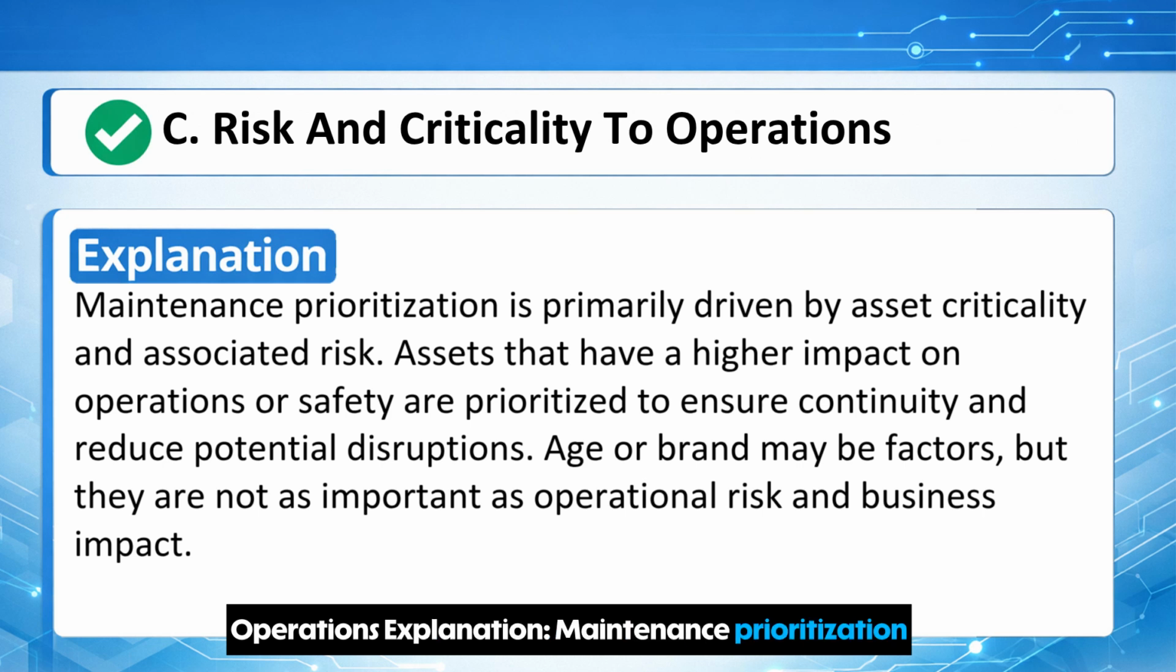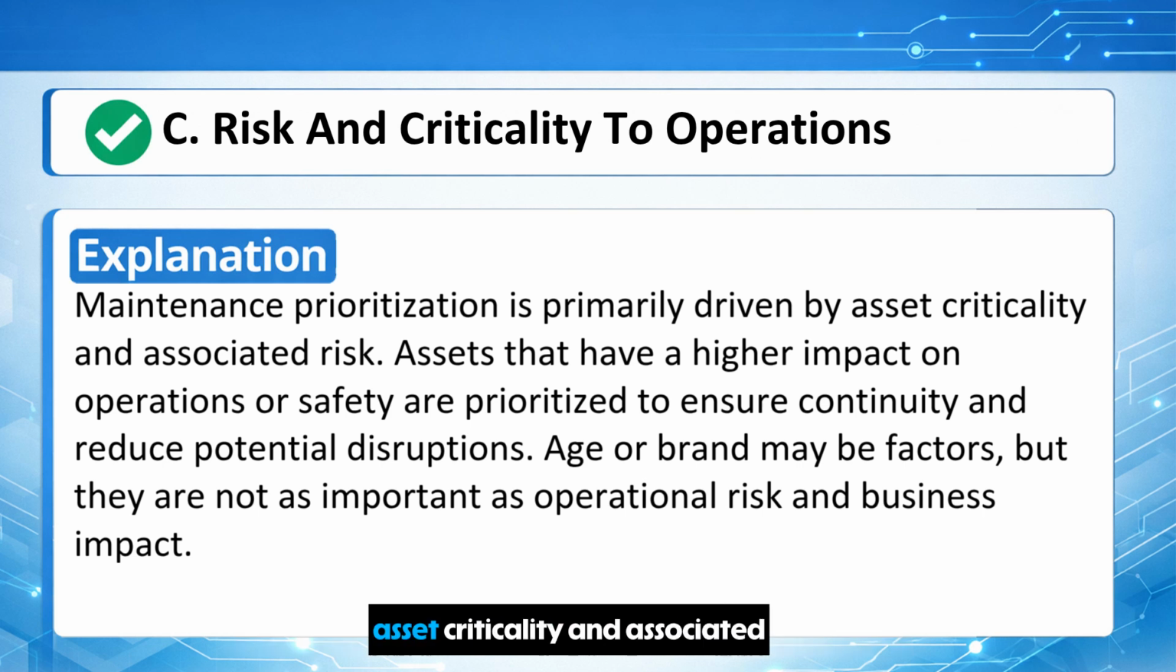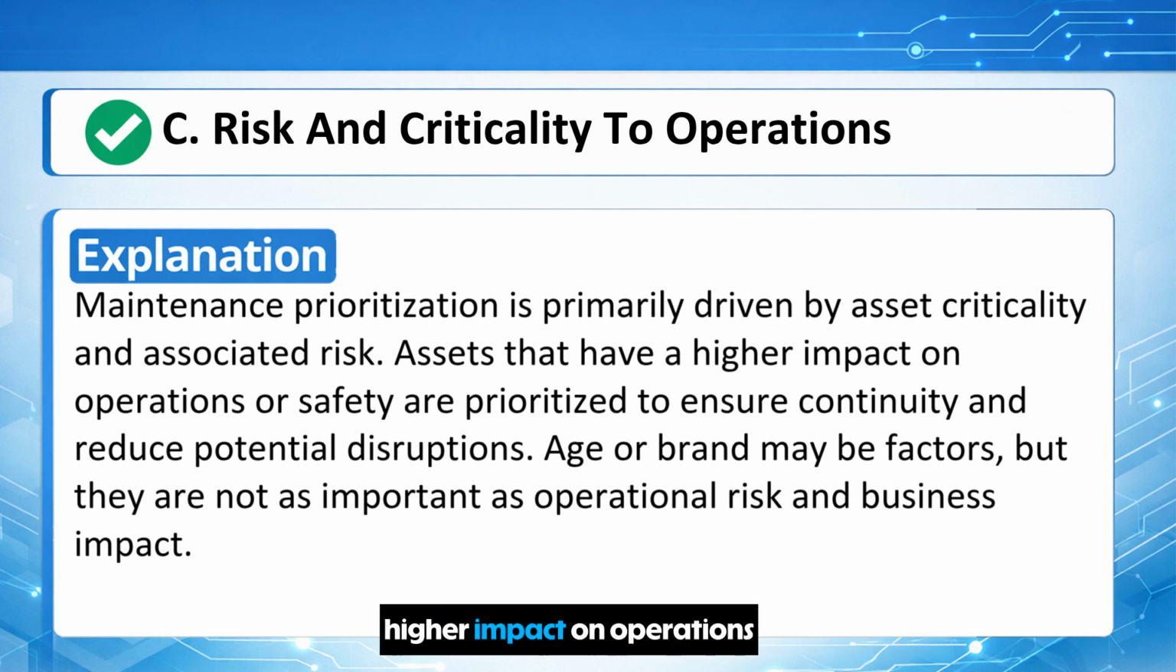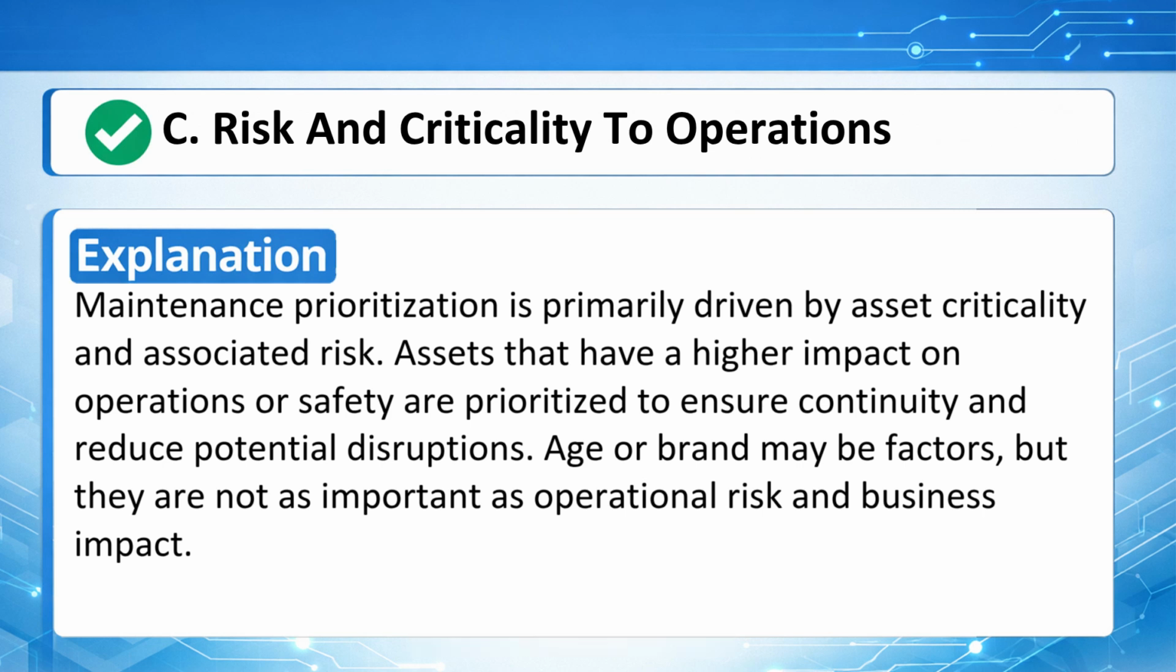Explanation. Maintenance prioritization is primarily driven by asset criticality and associated risk. Assets that have a higher impact on operations or safety are prioritized to ensure continuity and reduce potential disruptions. Age or brand may be factors, but they are not as important as operational risk and business impact.